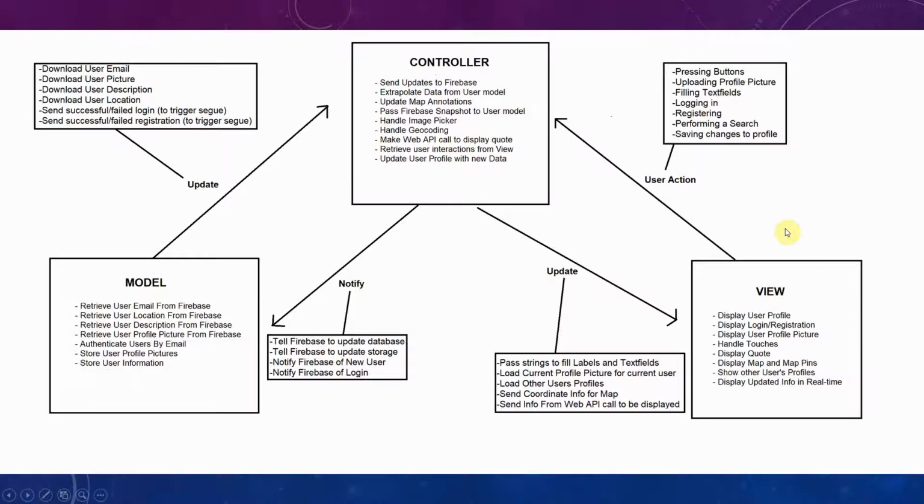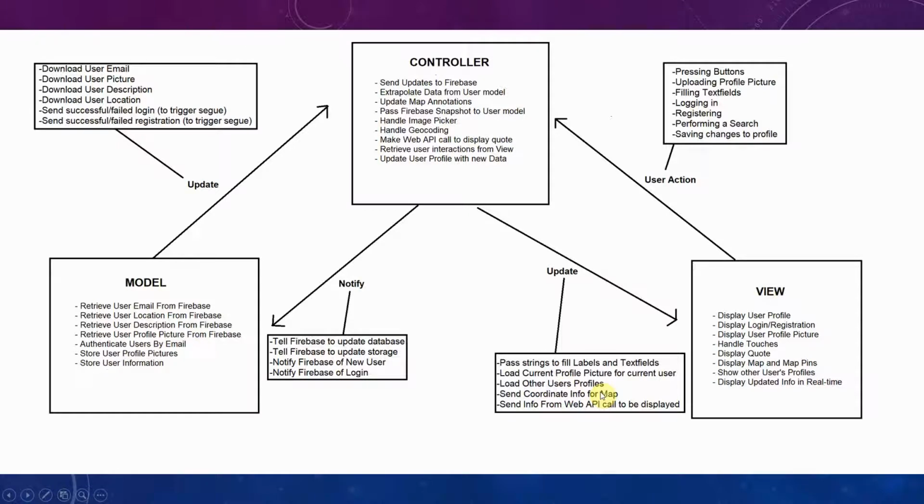And the way the controller passes that data to the view is it passes strings to fill labels in text fields, it loads the current profile picture, loads other users' profiles, sends the coordinate info, and sends info from the web API. Our controller handles the geocoding, so it's going to send that coordinate information when we're populating the map.